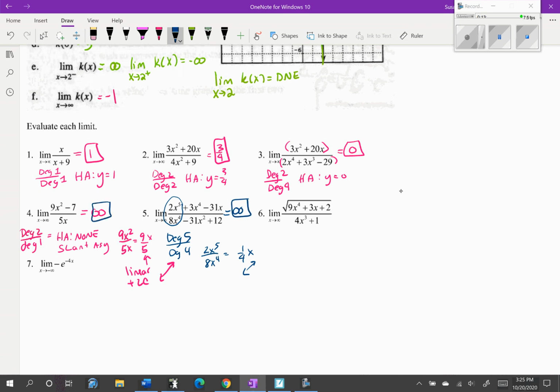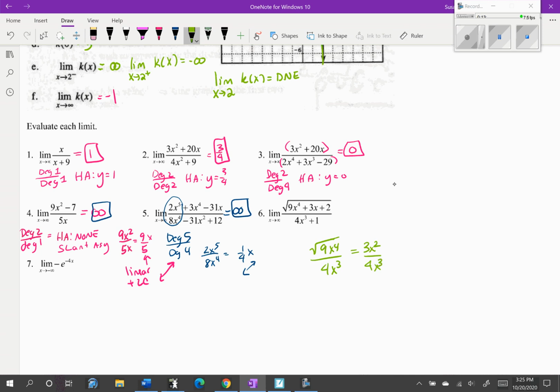So looking at the next one, this is not a rational function. If it's not a rational function, you would probably want to plug this into your calculator to look at the limits. It's very similar when you have a radical in your equation to a rational function. So really, if you look at the highest degree term, 9x to the 4th over 4x cubed, because we can actually figure out what this is equal to. The square root of 9x to the 4th is really equal to 3x squared, over 4x cubed.